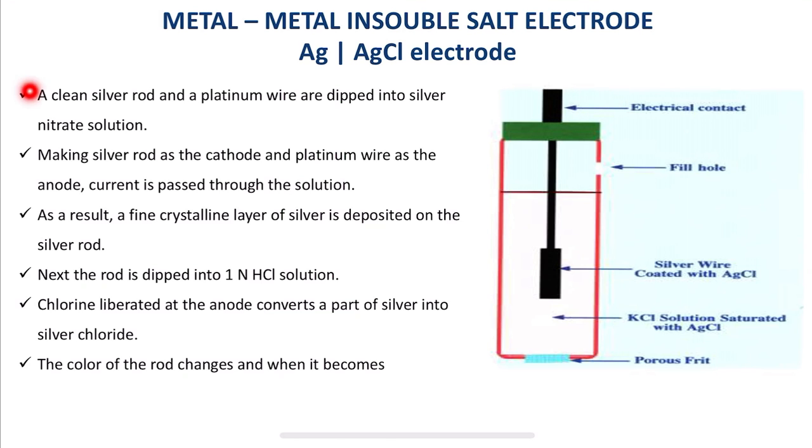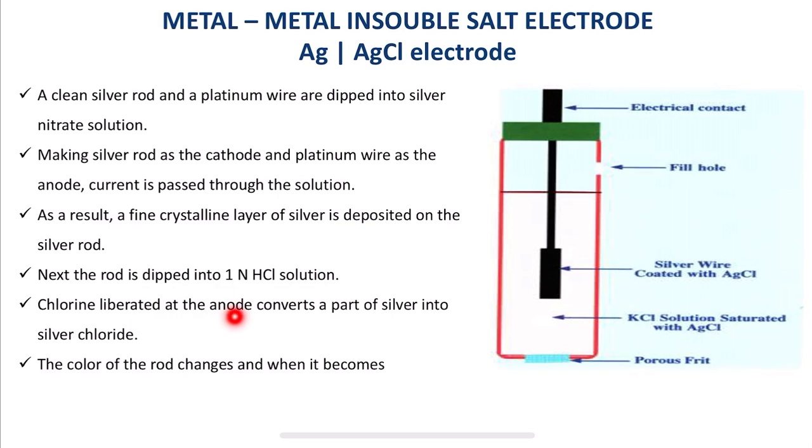To construct this, a clean silver rod and a platinum wire are dipped into silver nitrate solution, making the silver rod the cathode and the platinum wire the anode. Current is passed through the solution. As a result, a fine crystalline layer of silver is deposited on the silver rod. Next, the rod is dipped into one normal HCl solution. It is then made the anode and current is passed.